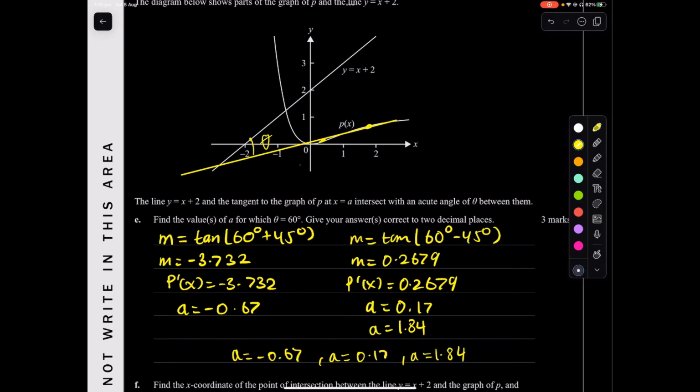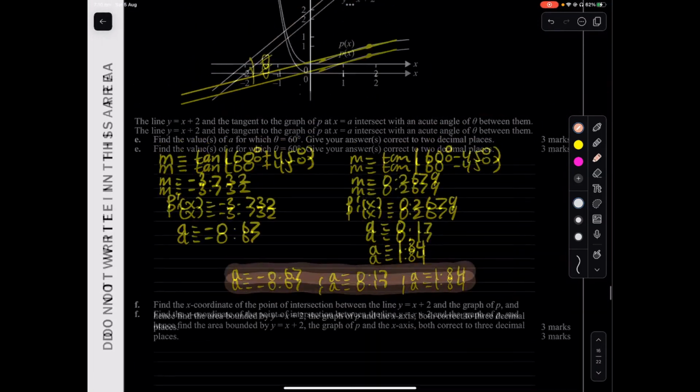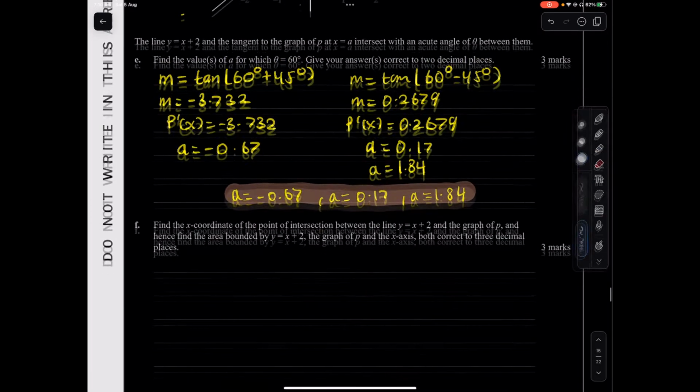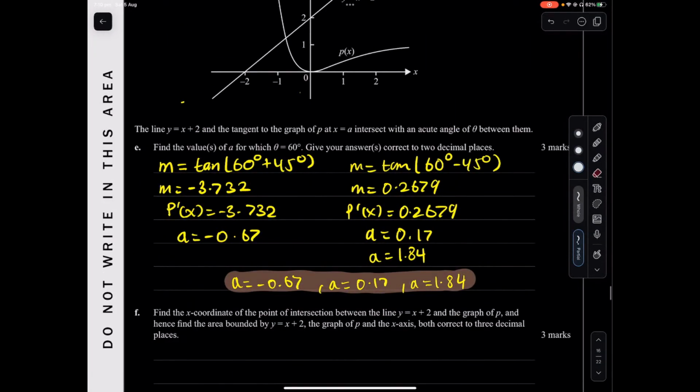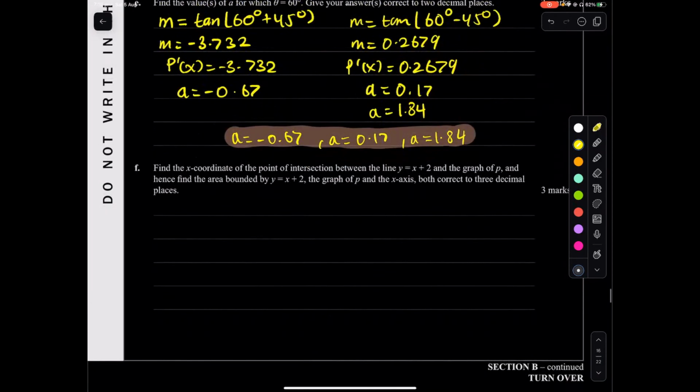I'll be honest, I am not too sure about this question. It took me so long to answer it. I have no idea if that's right. Look, I don't know. It's so ugly, but such a long question for just 3 marks. Yeah, I'm not too sure. So if it's wrong, guys, please comment down below so I can look at the answers.